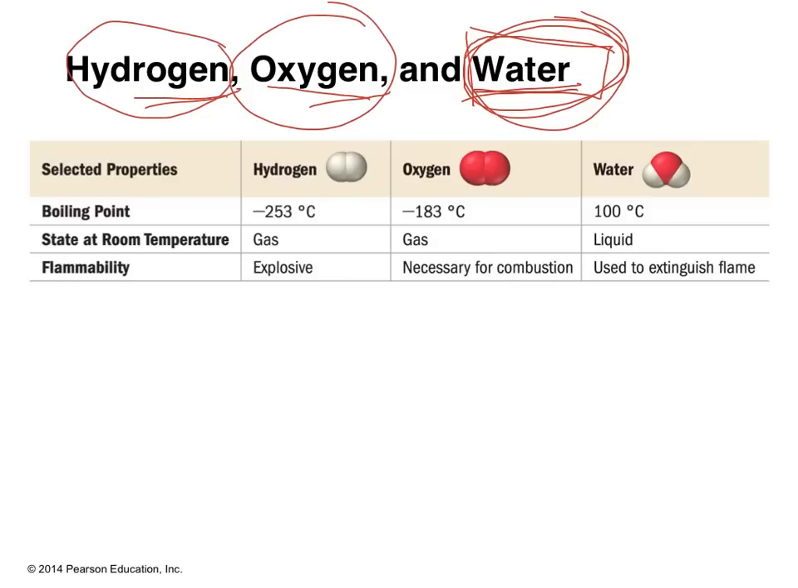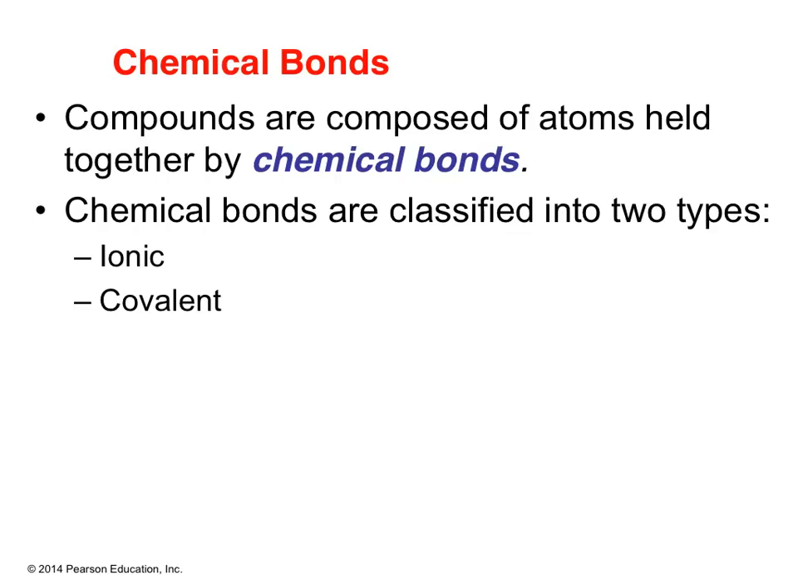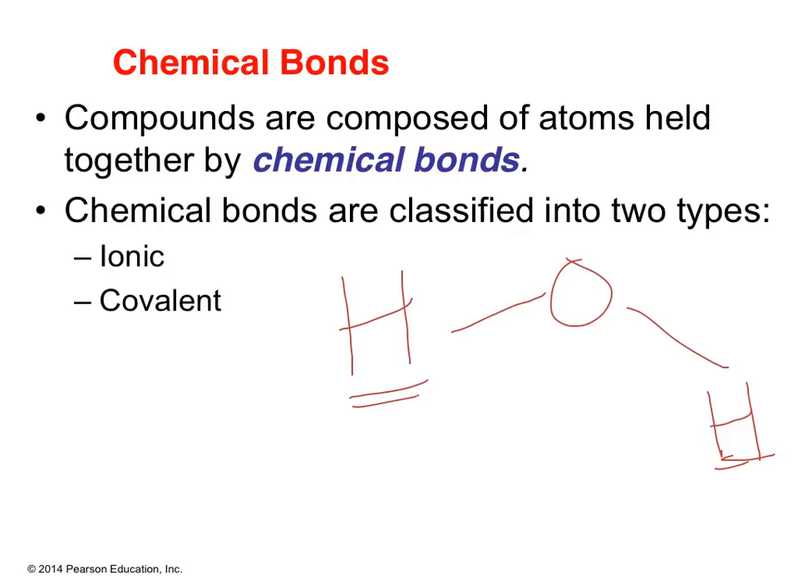It has a specific boiling point which is different from that of oxygen and hydrogen. It has a different state than hydrogen and oxygen, and it has totally different properties compared to oxygen and hydrogen. Now we said water is made by a combination of two hydrogen atoms and one oxygen atom. And what is that chemical combination? Chemical combination is a chemical bond. Oxygen and hydrogen bond together to form water.